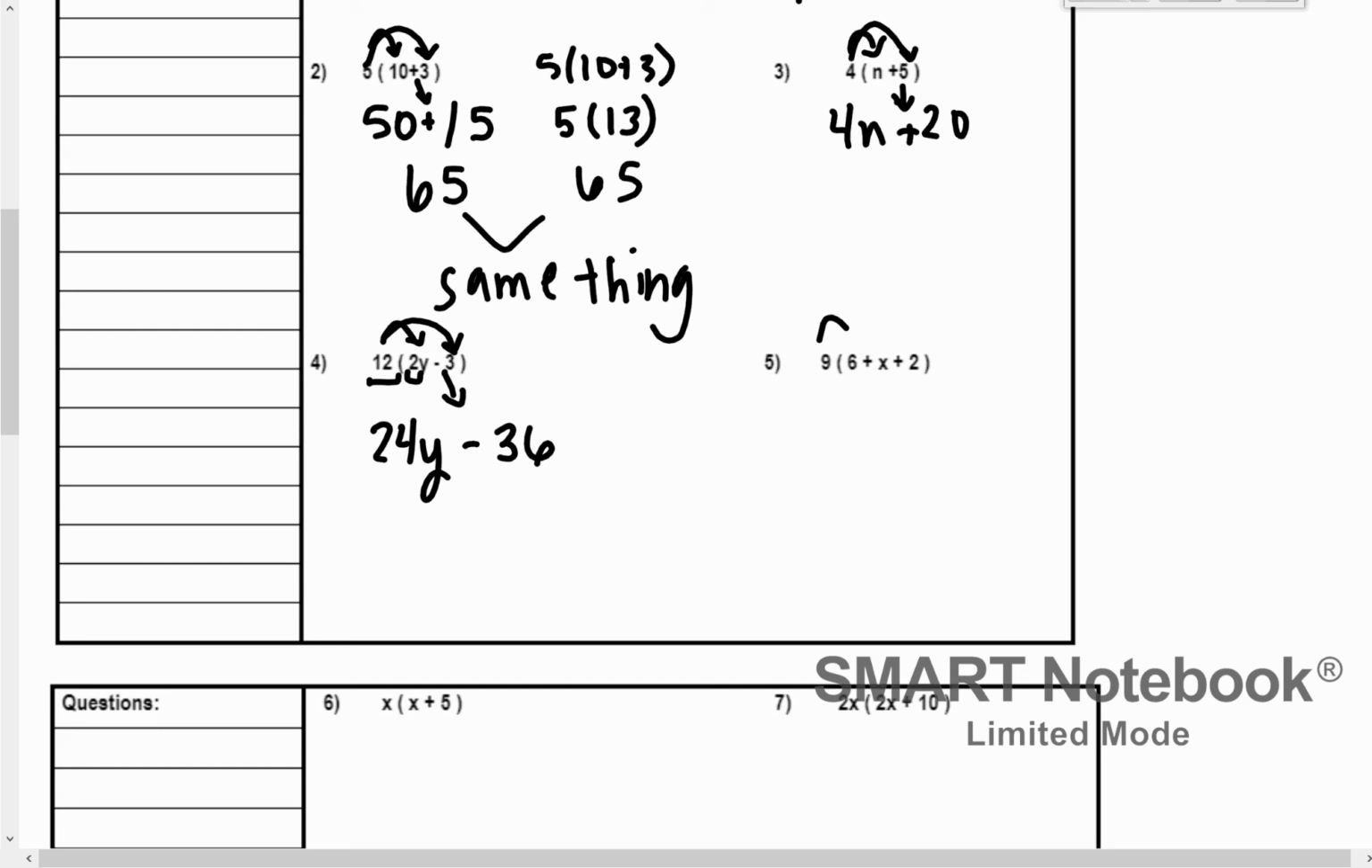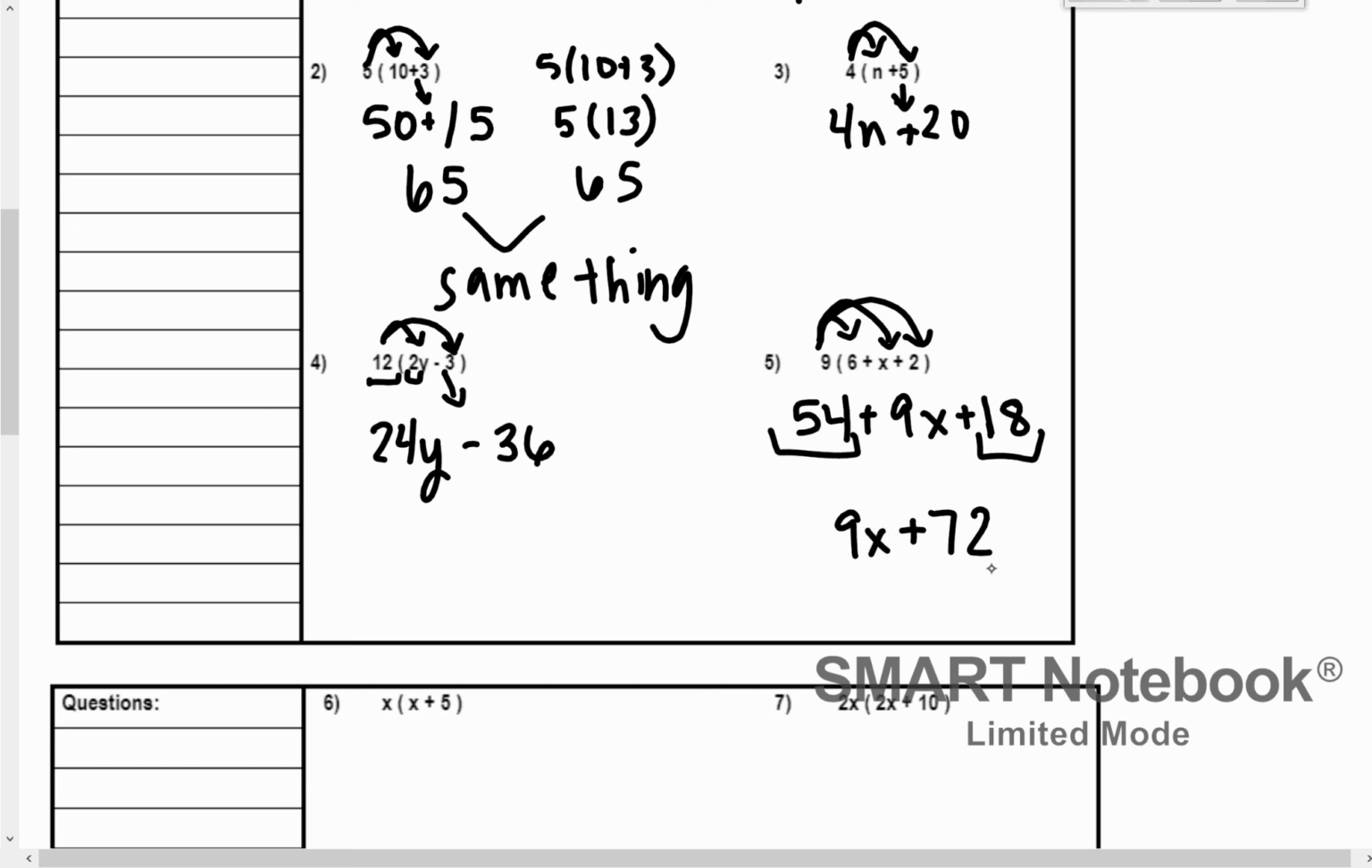So we take 9 times 6, 54. 9 times x, 9x. There's an add in between them, so we're adding them. And then 9 times 2, 18. There's a plus sign in between them, so we put a plus sign in between them down here. All right, now this is not a simplified expression, okay, because we have some like terms that we have not combined yet. So we need to combine our 54 and our 18, and when we combine 54 and 18, we get 72.